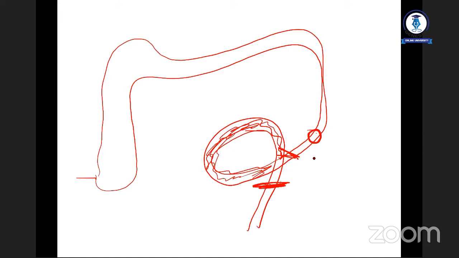What are we doing? We are resecting the diseased part, number one. Number two, there is a proximal end colostomy. And what happens to the distal part of the rectum? We are closing it, right?